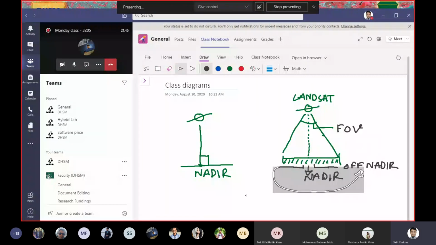Even in Landsat, you have some points at nadir, but there are many points which are off nadir.